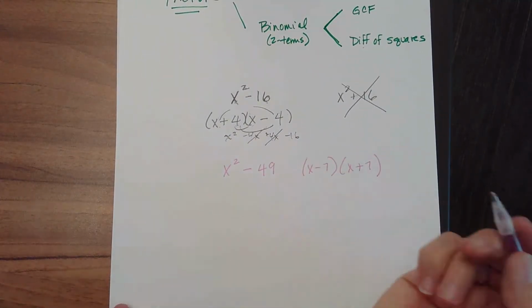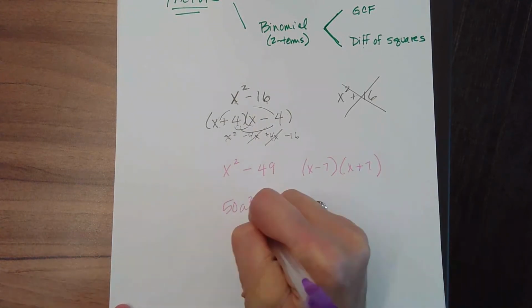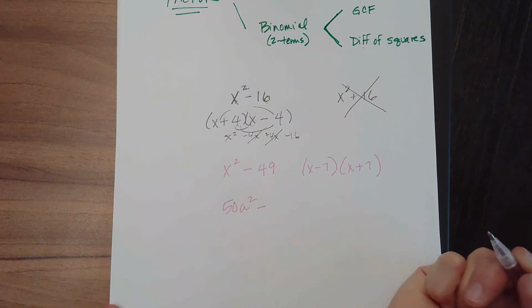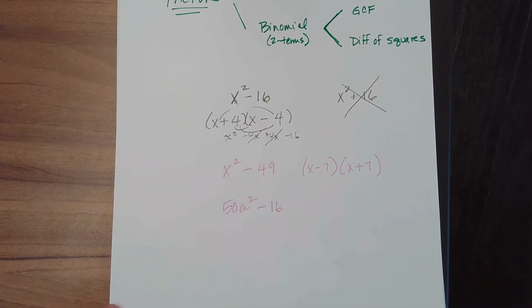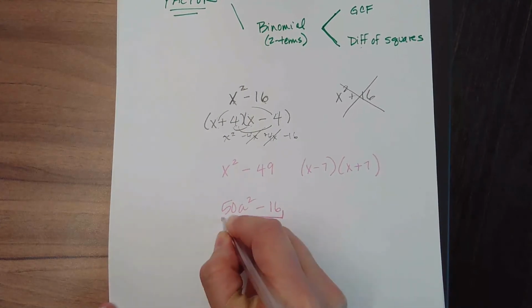Be careful though, because you could have had something like 50a squared minus, we'll say, 16. So we're just going to go with that. This doesn't look like a difference of 2 squares, right? Because 50 is not a perfect square. However, remember our first rule of factoring.